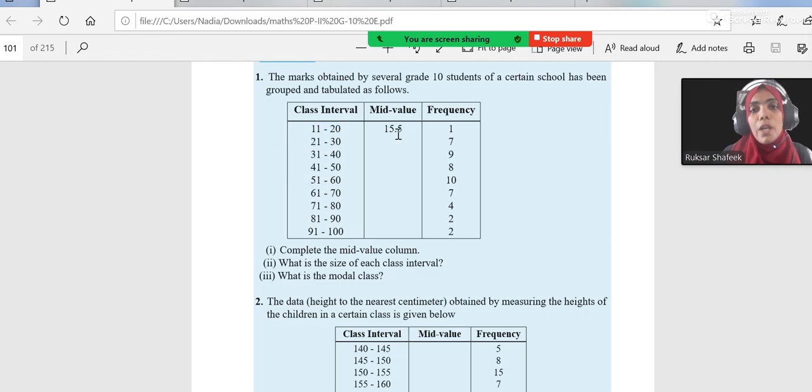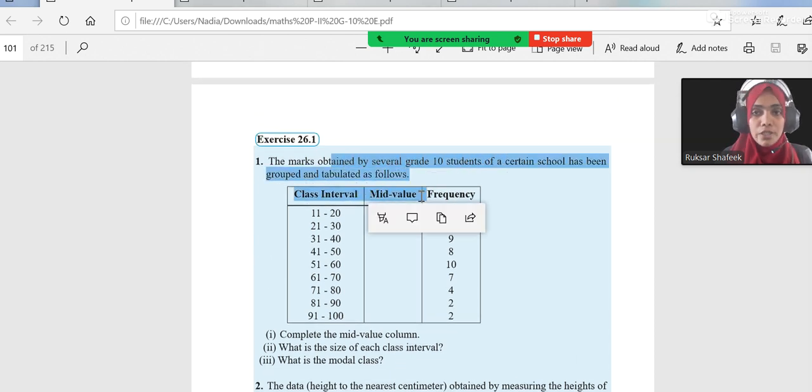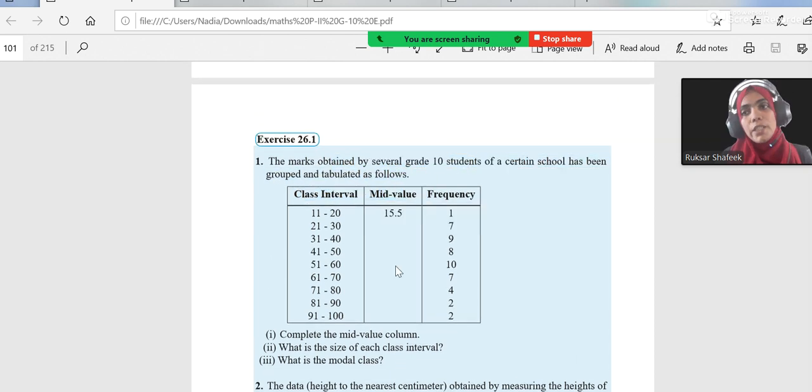We need to find the mid value, and what exactly is this frequency? For example, here the marks obtained by several grade 10 students of a certain school have been grouped and tabulated as follows. For 11 to 20, one person. Frequency shows that one person has got marks between 11 and 20, and 7 people have got between 21 and 30. And 2 people have got from 91 to 100. That's what this frequency means. We don't know exactly whether they got 95 or 99 or 91, but we do know that it is between 91 and 100.